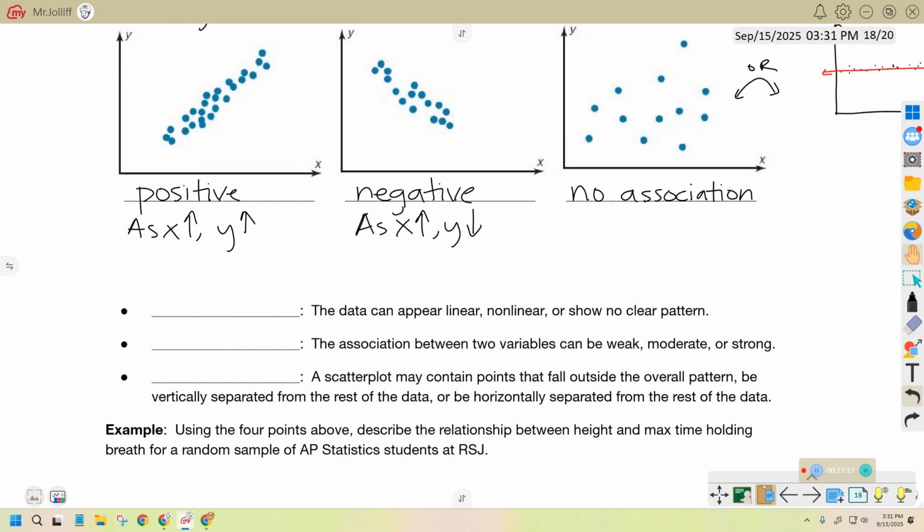Next is we need to describe the actual shape. There are three categories, just like we had for the first point. Your graph can be linear. Your graph can be nonlinear. Your graph can have no clear pattern. We know what linear looks like. It's a line. Nonlinear is some other type of pattern, usually some curve. Most commonly in statistics, it's going to be exponential or logarithmic or quadratic. Those are the common ones. Sometimes square root.